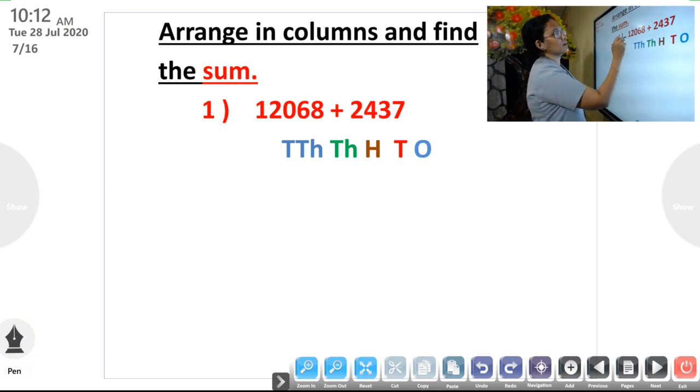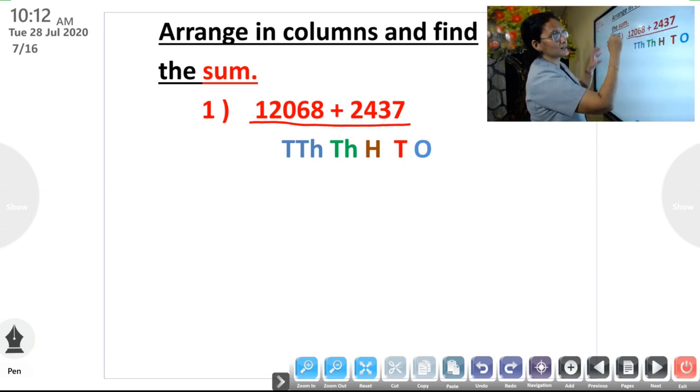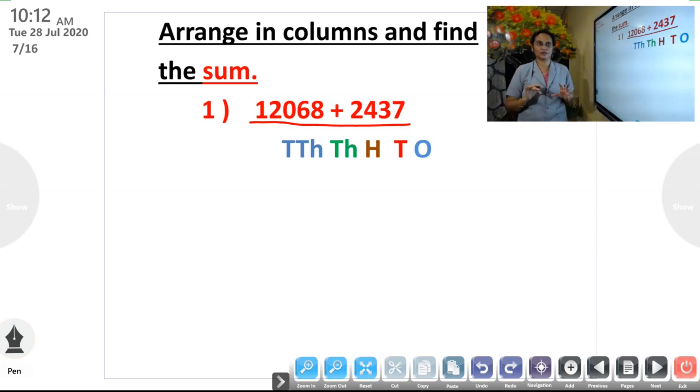Here the numbers are given how? Which way the numbers are given? Horizontally as a row, isn't it? For adding, you have to write the numbers one under the other in a vertical method. You have to write the numbers vertically. That means one number under the other number. And remember, you have to write the digits in correct places.